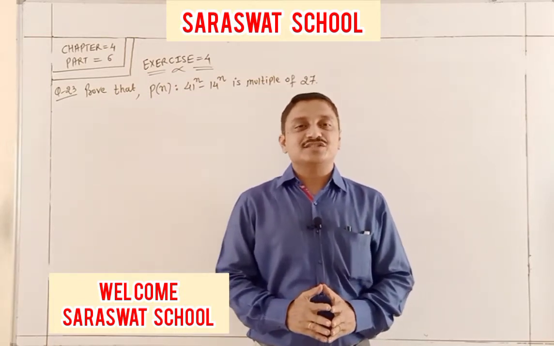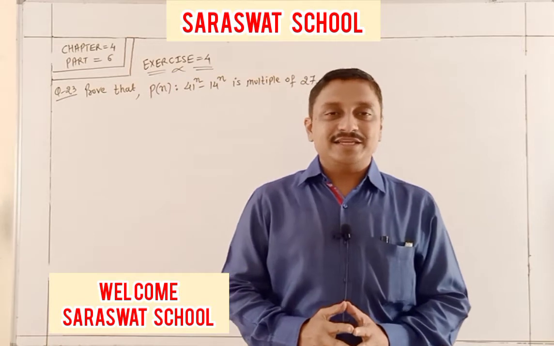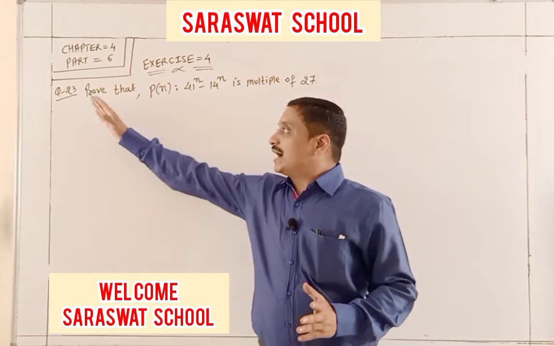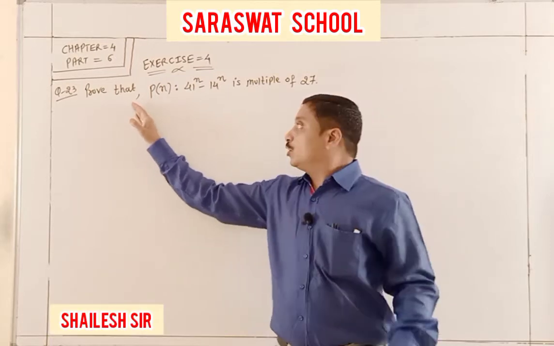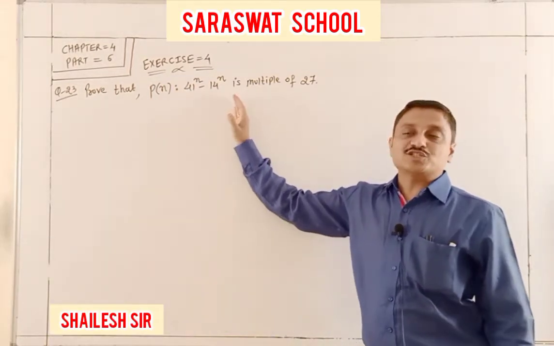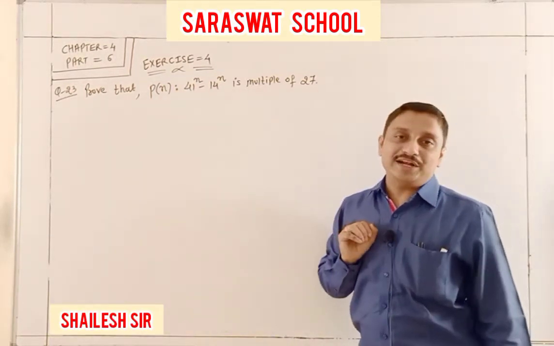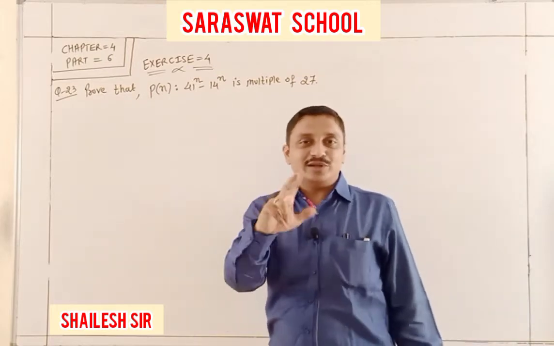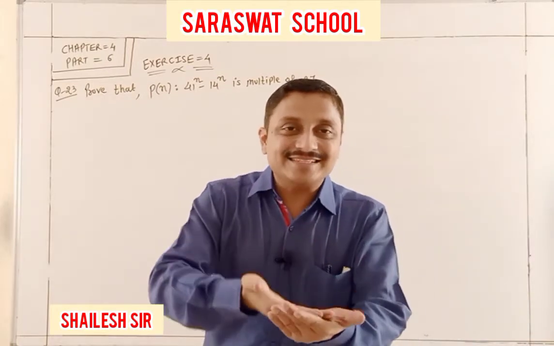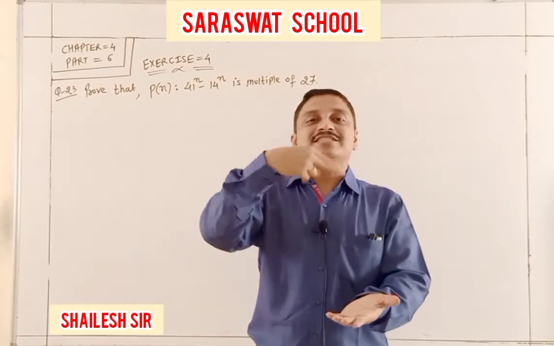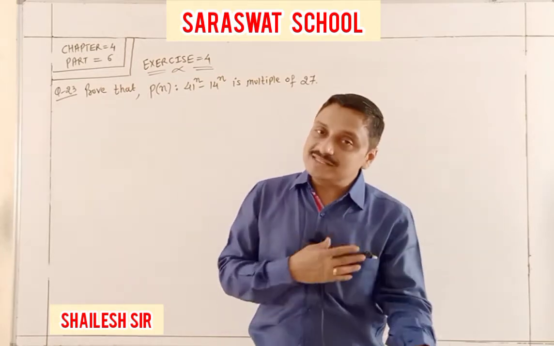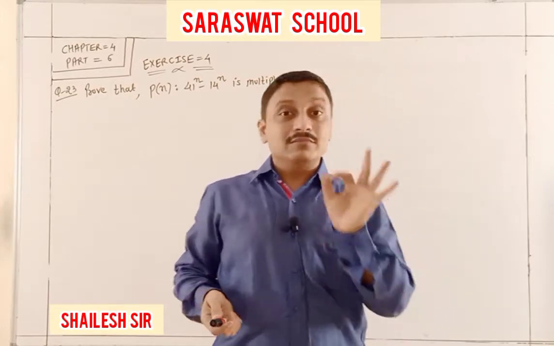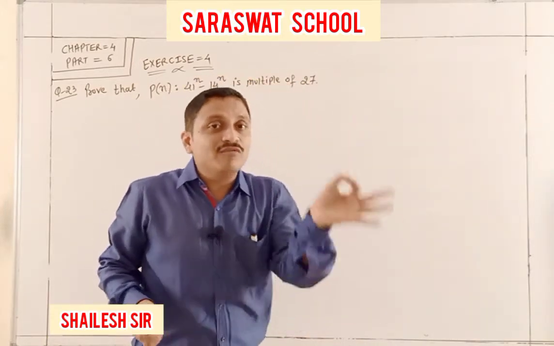In the last exercise, fourth numerical. Yes students, in the fourth exercise, I am going to question number 23. Prove by PMI that 41 raised to n minus 14 raised to n is a multiple of 27. What is the meaning of multiple? It must be in the 27 table: 27 ones are, 27 twos are, 27 threes are, just like any number, but it must be a multiple of 27.